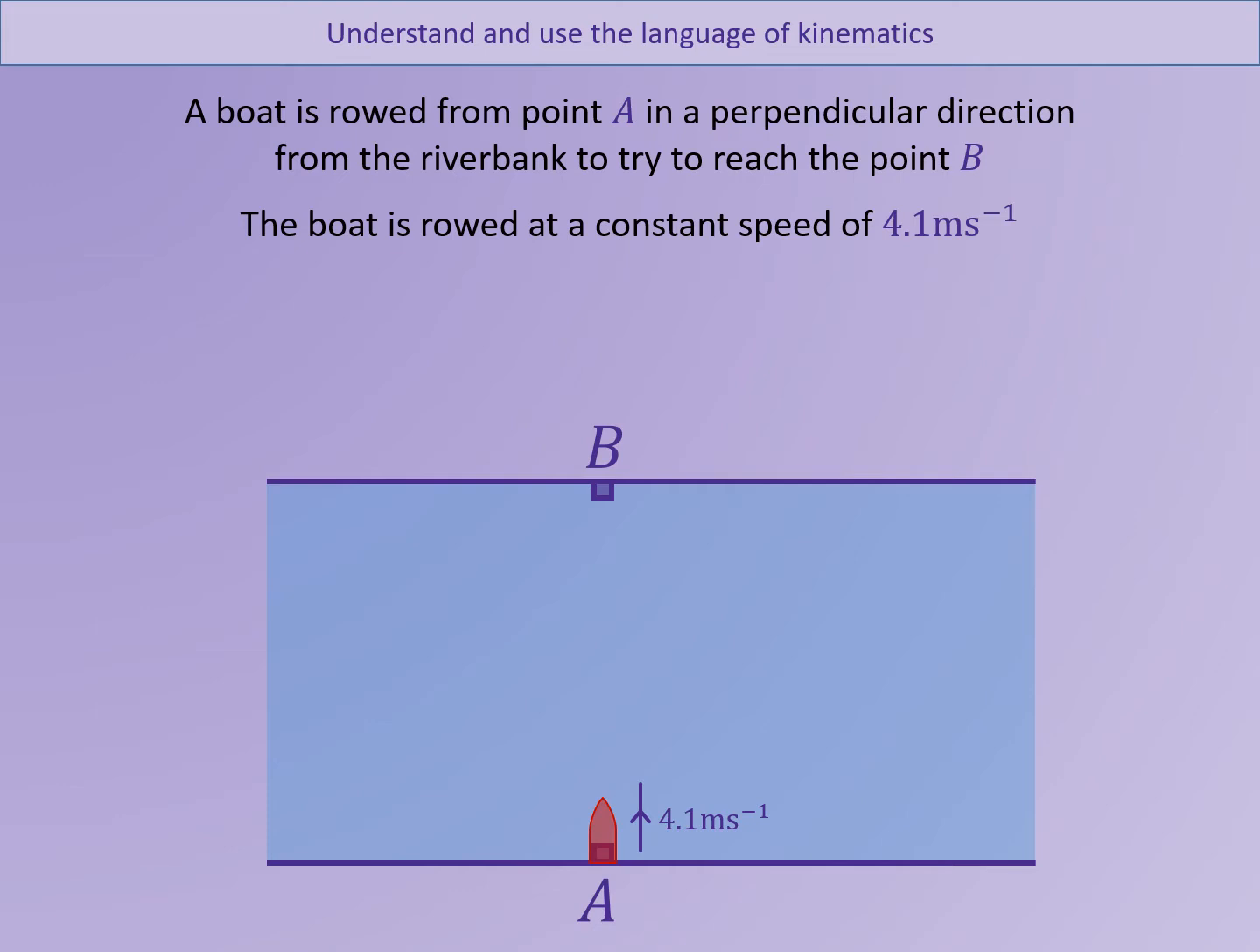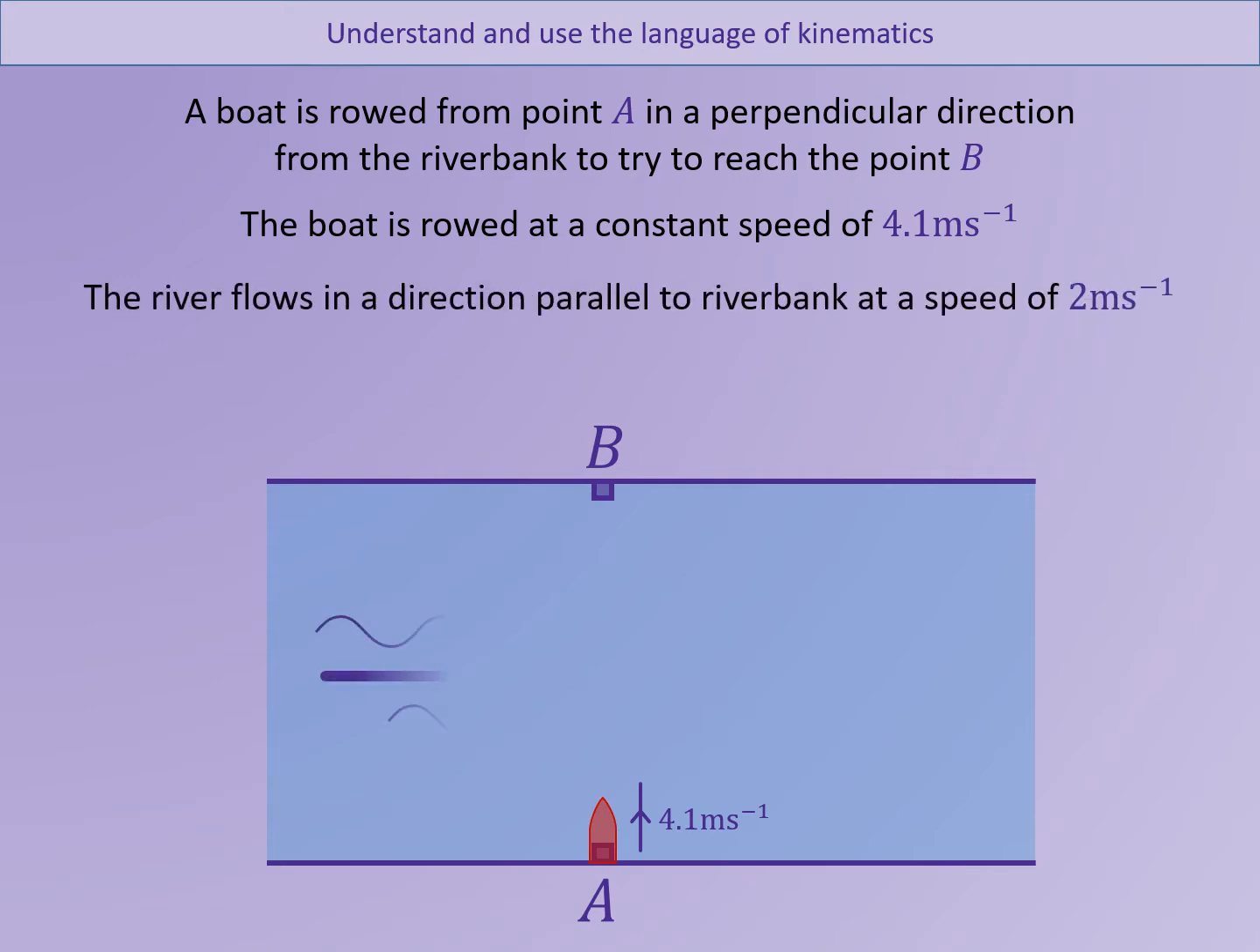Sometimes questions will say the speed is 4.1 metres per second relative to the water. What this means is this is the speed of the boat assuming that the water is not moving it as well. The river is flowing in a direction parallel to the riverbank. The river is flowing at a speed of 2 metres per second.